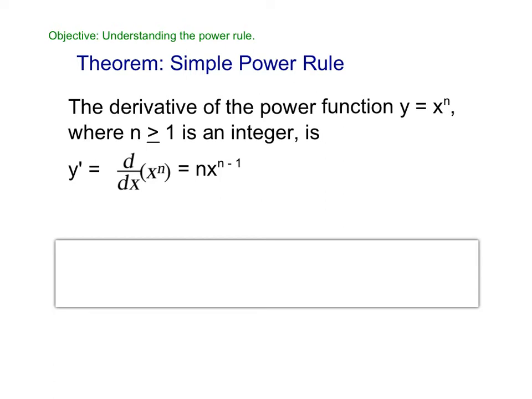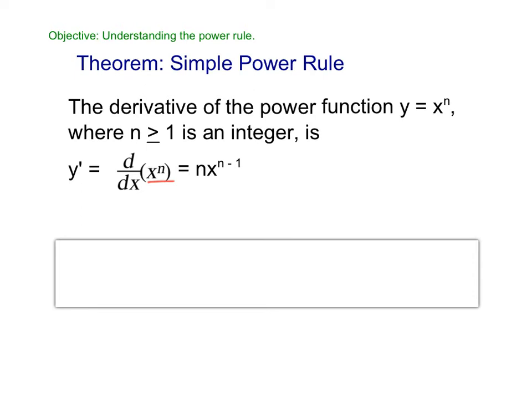Simple power rule. All right, the derivative, this is a theorem. The derivative of the power function, y equals x to the n, where n is greater than or equal to 1, is an integer. Actually, that's not where n is an integer. Actually, this works when n is not an integer. The only time this doesn't work is if n is what? No, it works with a negative too. Pretty much this always works. So the derivative of x to the n is n x to the n minus 1.